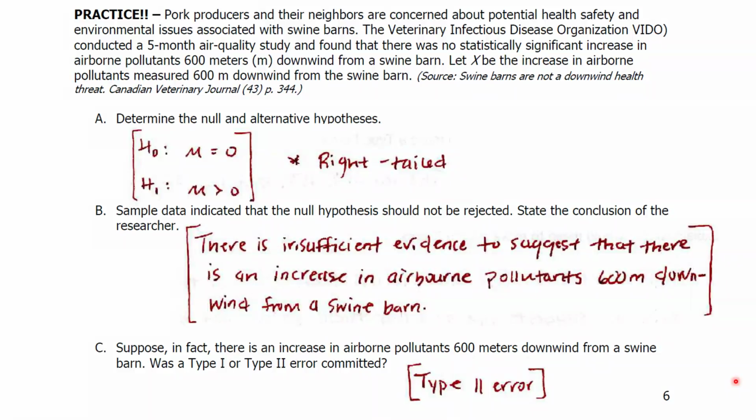So the real world consequence would be that people living near the swine barns might not take protective measures because the study said there's no increase, when in reality, there is an increase in pollution affecting their health. And that concludes section 10.1.